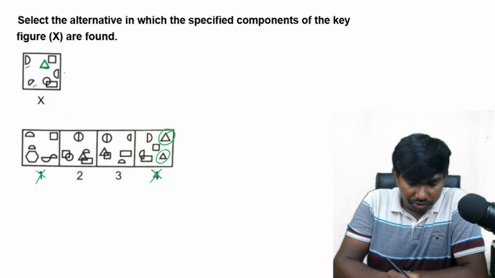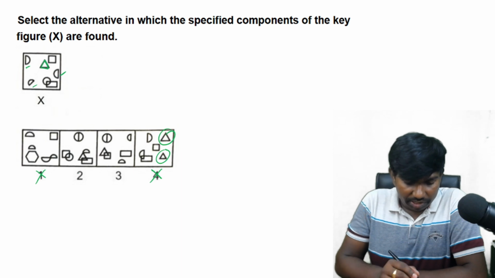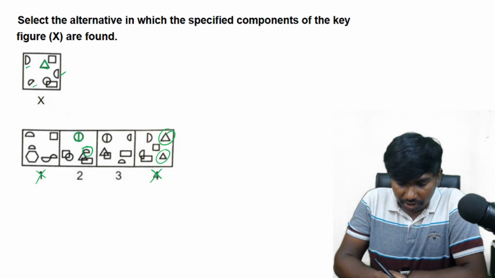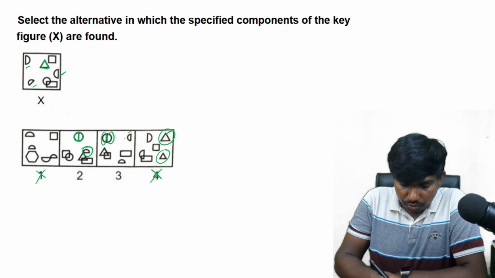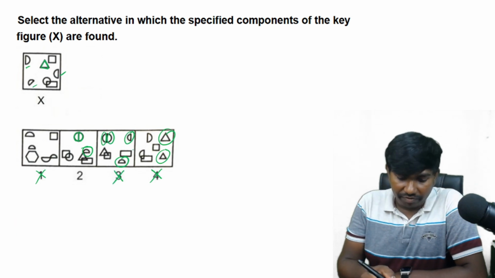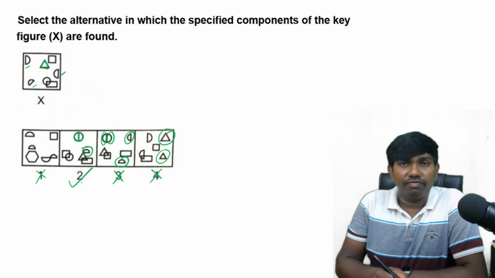1, 2, 3. 3 semicircles are there. Second and third only we should check. 3 semicircles. So 1, 2 and 3 semicircles. Okay. Here 1, 2, 3, 4. 4 semicircles cannot be the answer. And even circle is missing here. So answer must be figure 2.